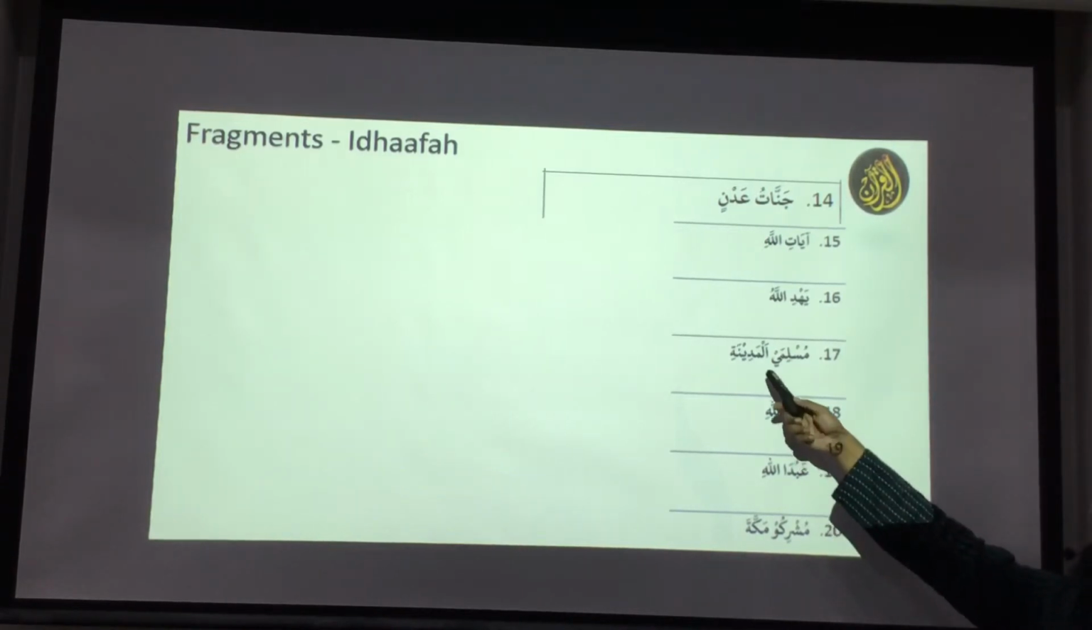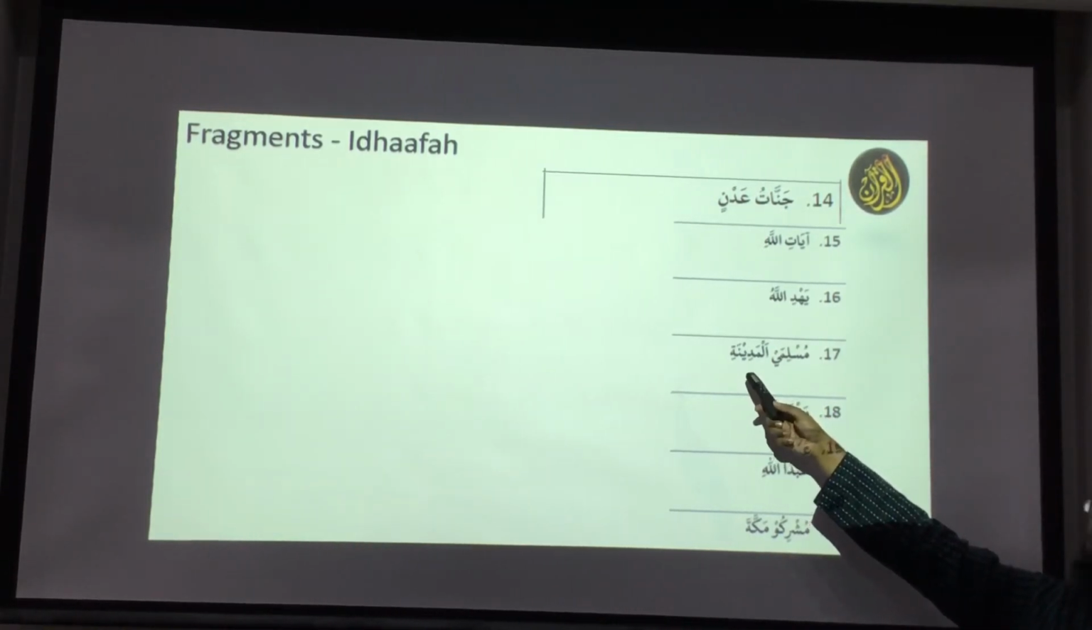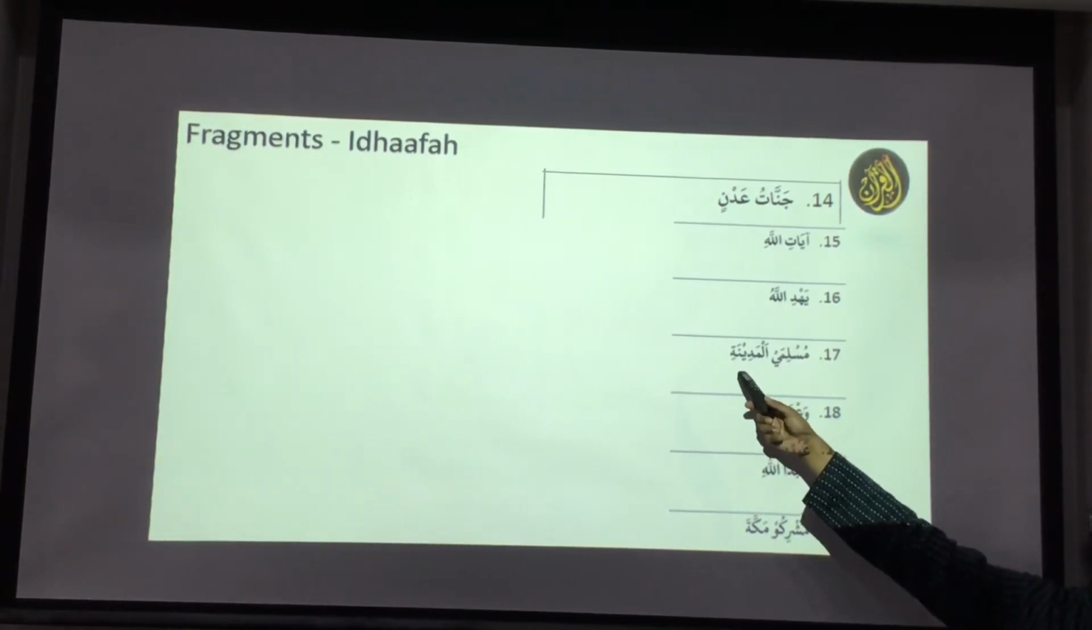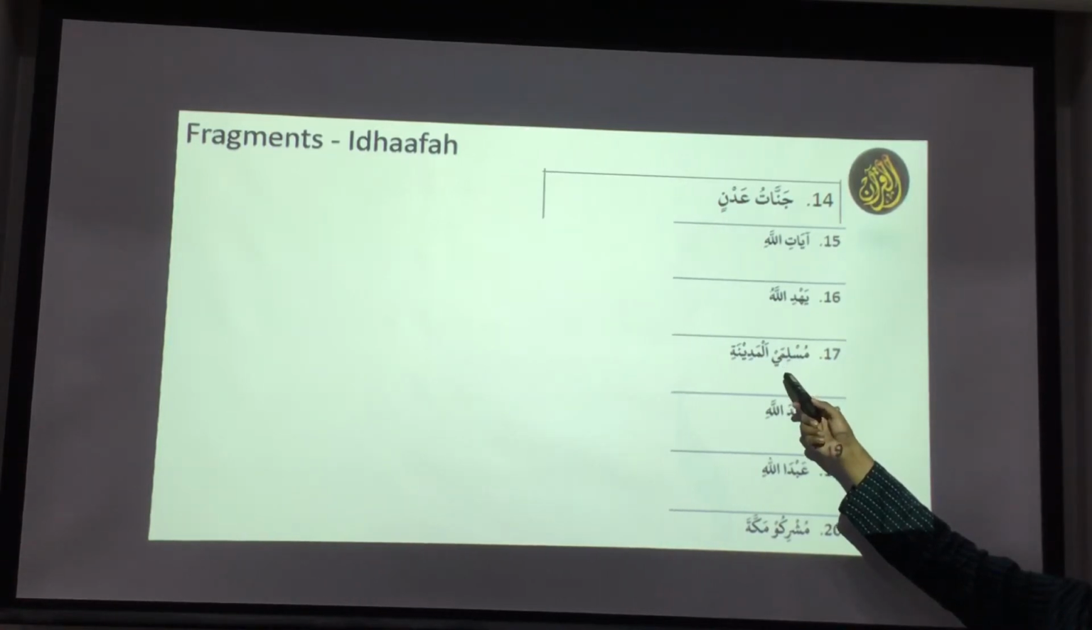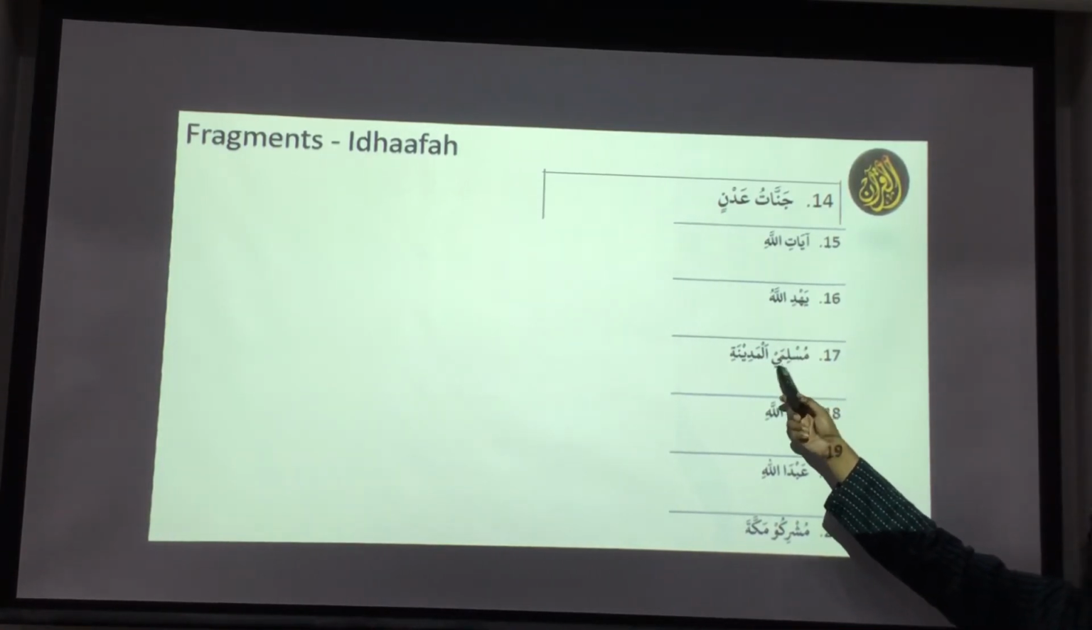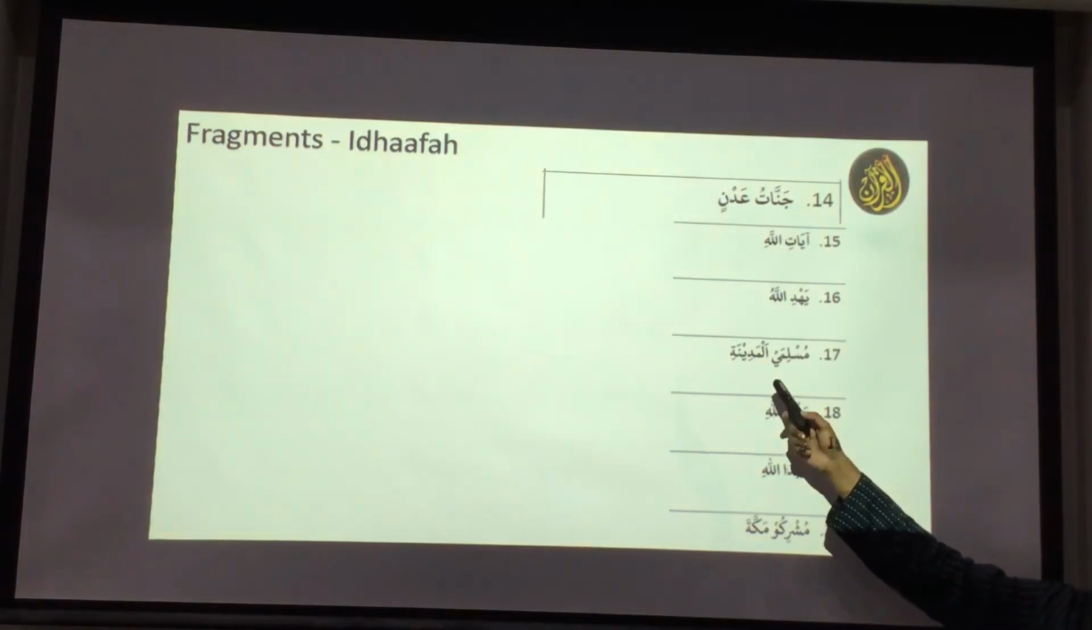Very good. Al-Madinati means the city. And obviously it is jar, because Al-Madinati. So it's Muslimain. And how many Muslims here? Two. This is from Surah Yasin. So the two Muslims of the city. Muslimain Madinati, because it's a dual.